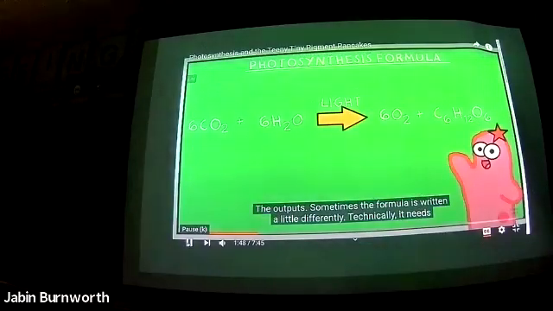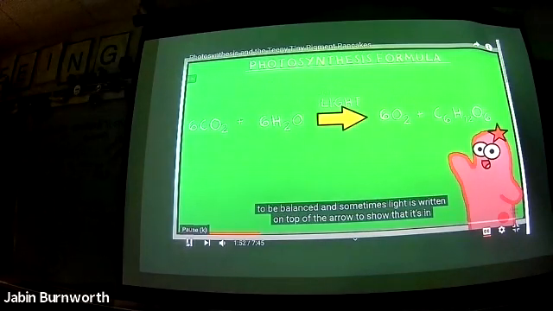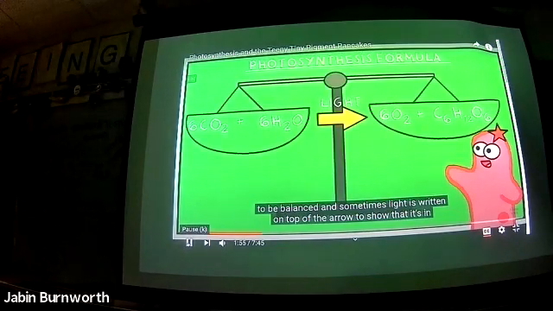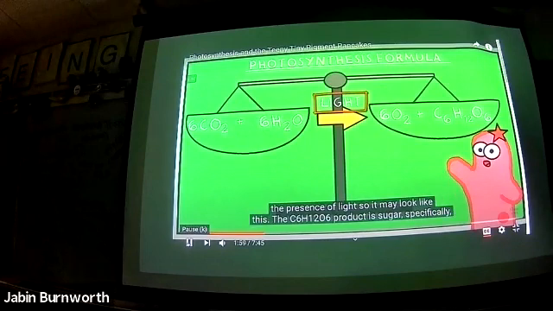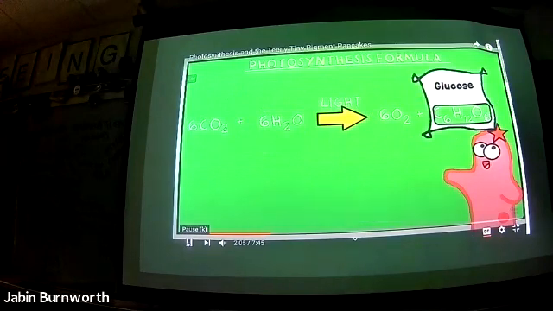Now, sometimes the formula is written a little differently. Technically, it needs to be balanced, and sometimes light is written on top of the arrow just to show that it's in the presence of light, so it may instead look like this. The C6H12O6, that product, it's a sugar, specifically glucose.